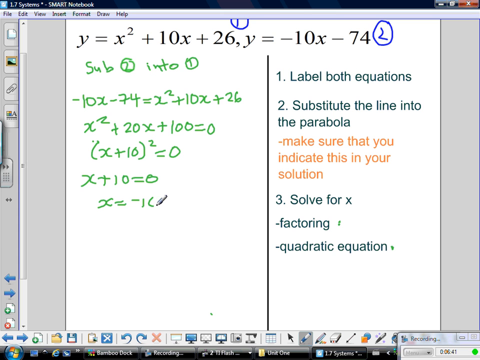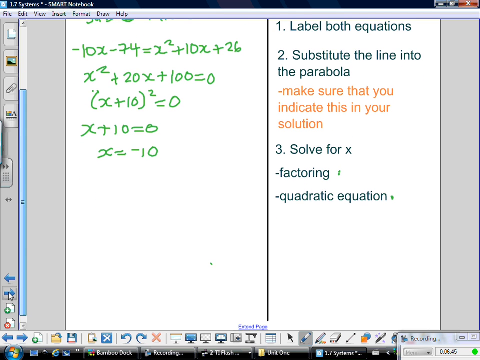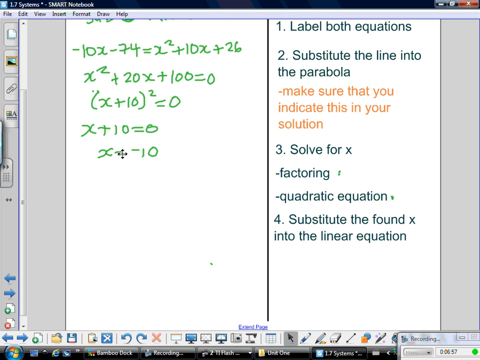Now, I'm not finished, because this question didn't just ask to find x, it asked to solve it, which means finding the point of intersection. So I have where they intersect. They actually both intersect at x equals negative 10. So the next step is to substitute this x that I found into, in most cases, the linear equation, because it's going to be the easier equation. But again, I must make sure that I indicate this in my solution.